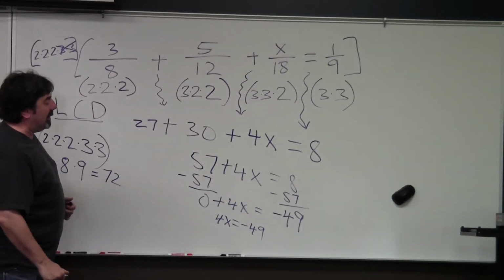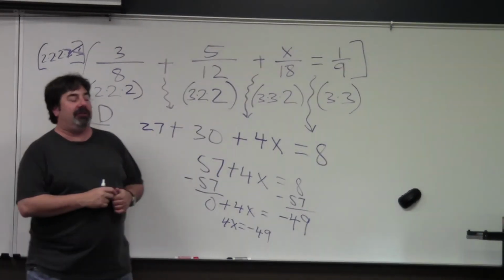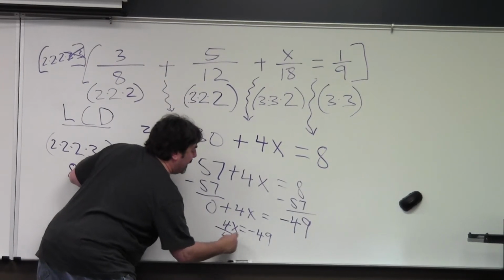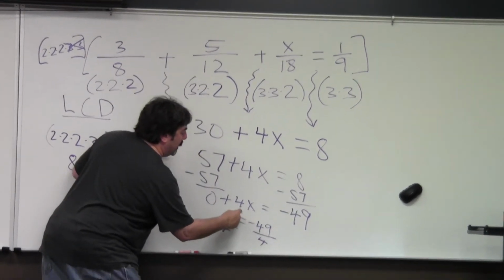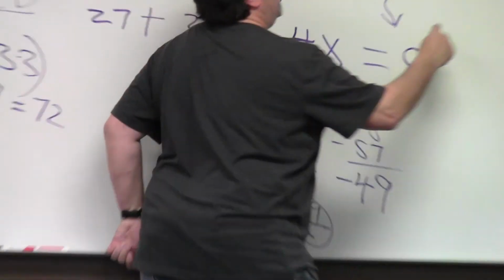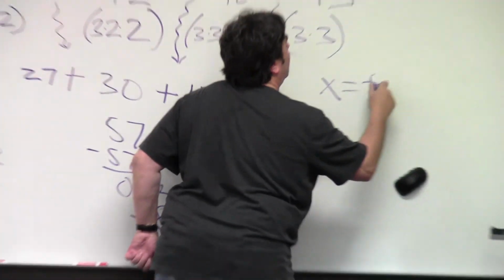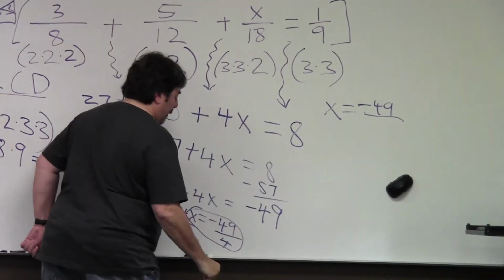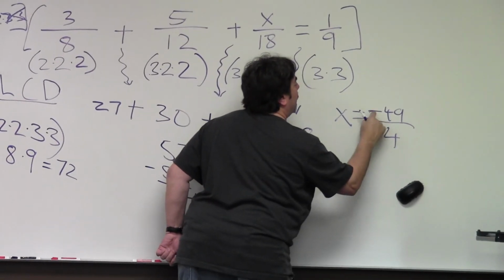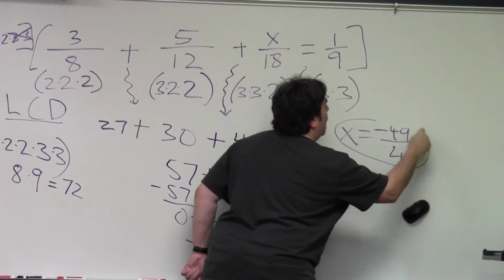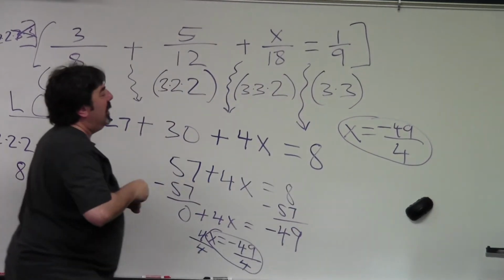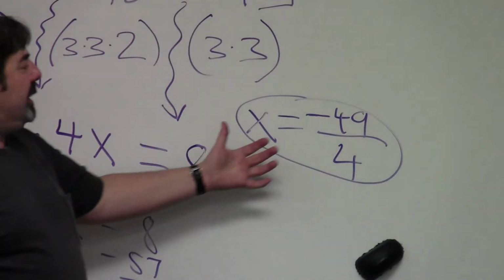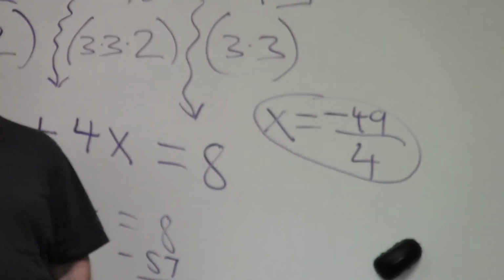That brings us to our last step, which is to get x alone on the left side of the equal sign. We're going to divide both sides by 4, and we end up with our answer. X is equal to negative 49 over 4. And we could convert that to a mixed expression, but for now, there's our answer as an improper fraction, negative 49/4.